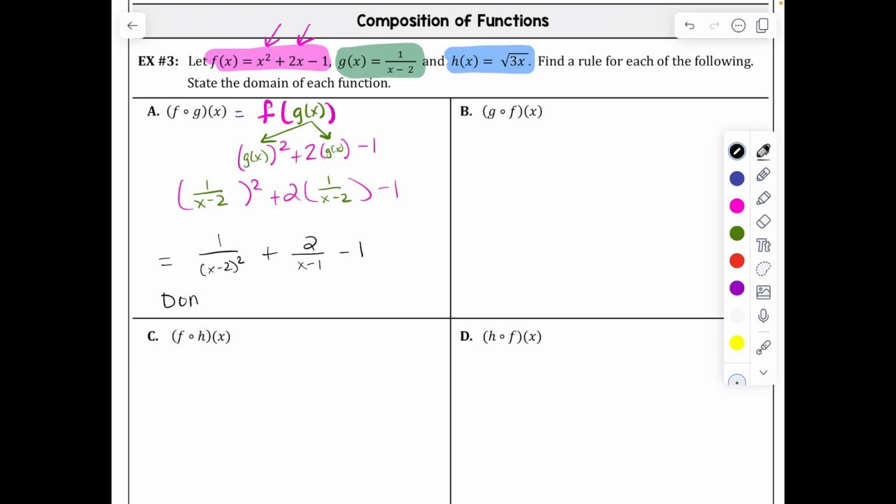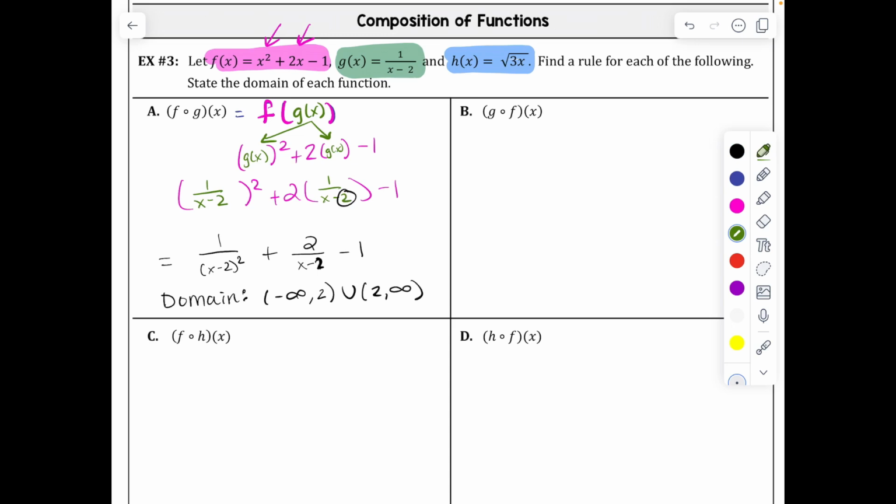And if we're going to talk about the domain, we have to talk about each part. So we know here in this denominator, x cannot equal 2. This, we know x cannot equal 1. So we know from negative infinity up to 2, oops, sorry, I messed up. This is a 2, by the way. I don't know where I got that from. So it's a 2. Then we skip 2 because it can't equal 2, and then we go from 2 to infinity.